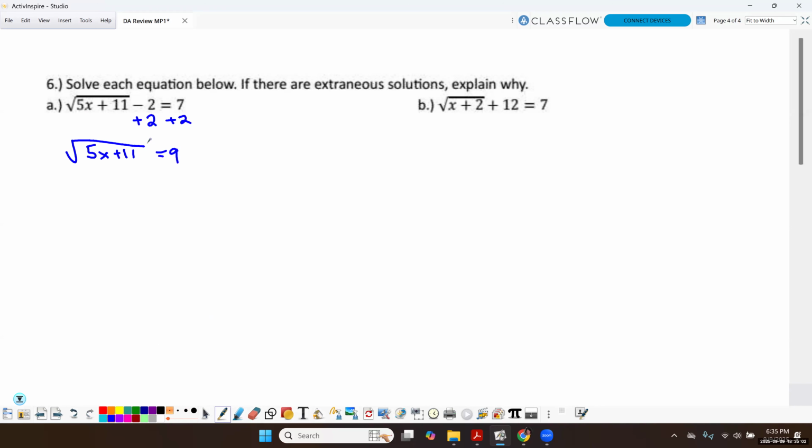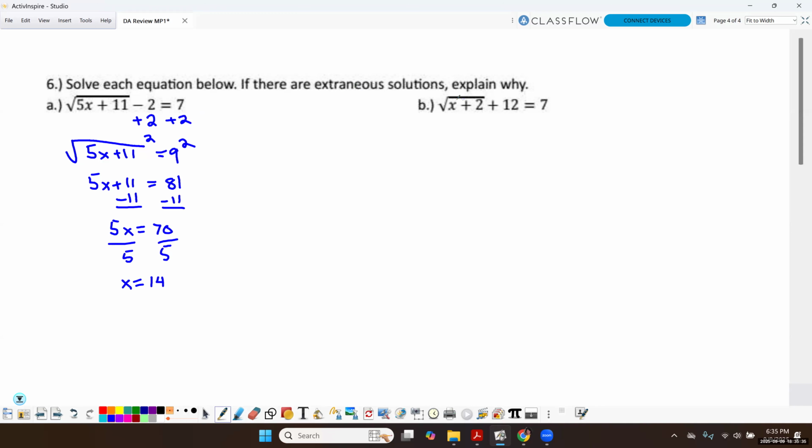Step 2, get rid of the root. So I'm going to square both sides, and I've got 5x plus 11 equals 81. So again, isolate the root by adding 2, get rid of the root by squaring. Now I'm going to isolate the x. I'm going to subtract 11, divide by 5, and we end up with x equals 14.